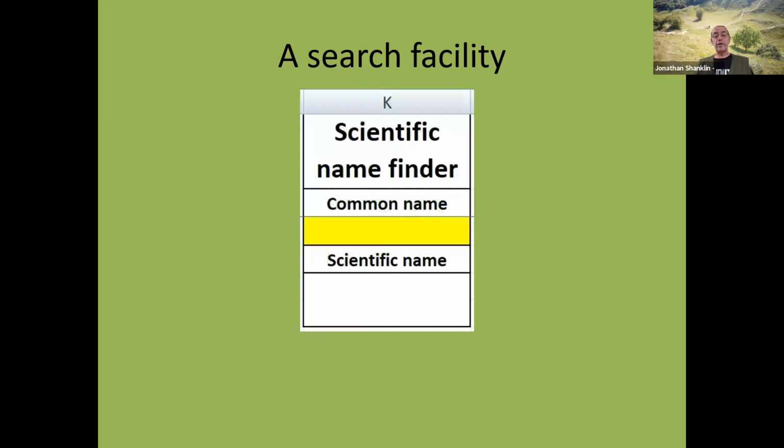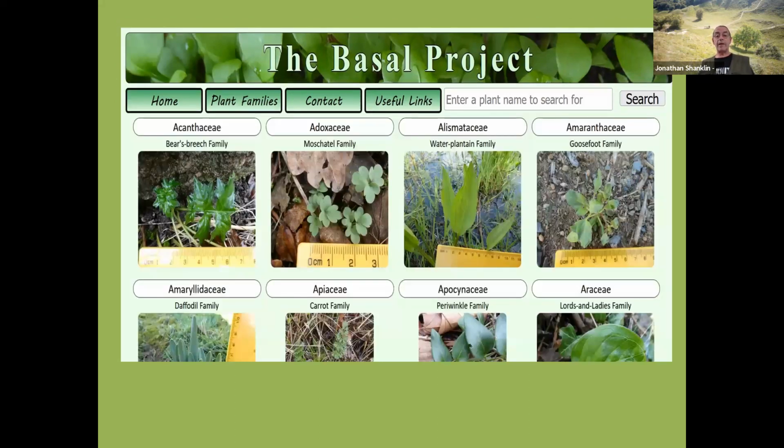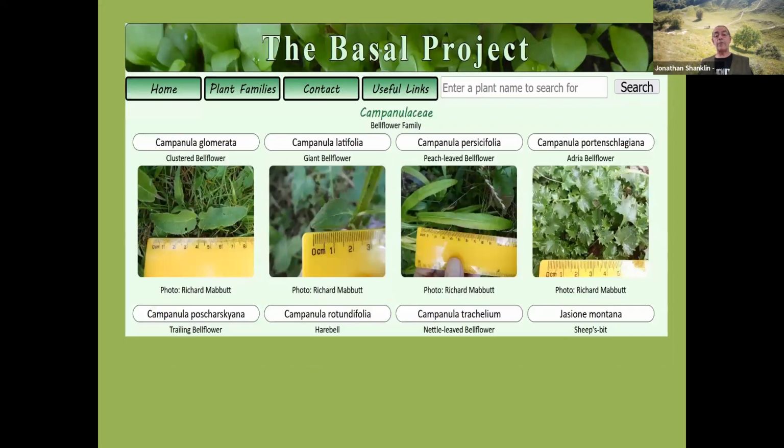The search facility, for people who aren't familiar with scientific names and use common names, put in the common name. And there we go, Bellis perennis. So people can then use the search facility for themselves to find out what they've got in their area or what they're interested in. So next on we have the families tab, pretty straightforward. All taxa on the website is arranged into family. Again, just click on the photograph of the family and you get all of that family come up.